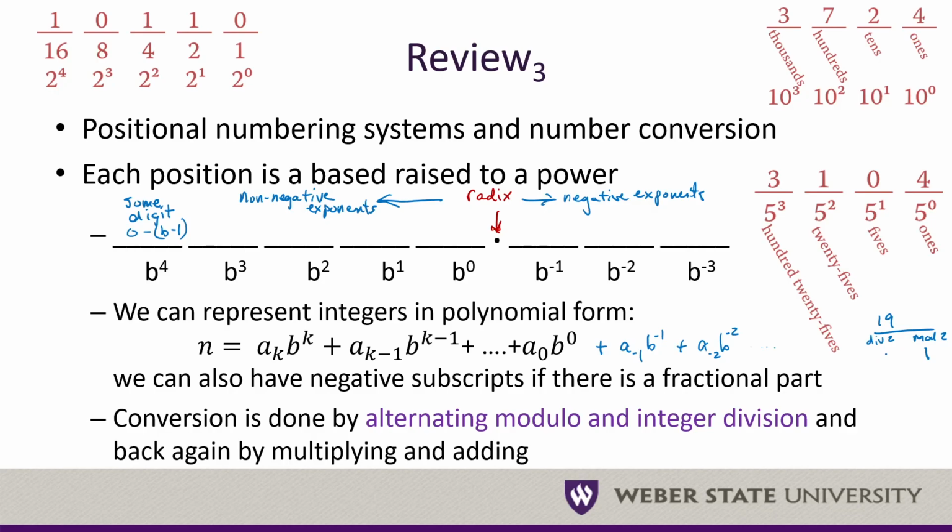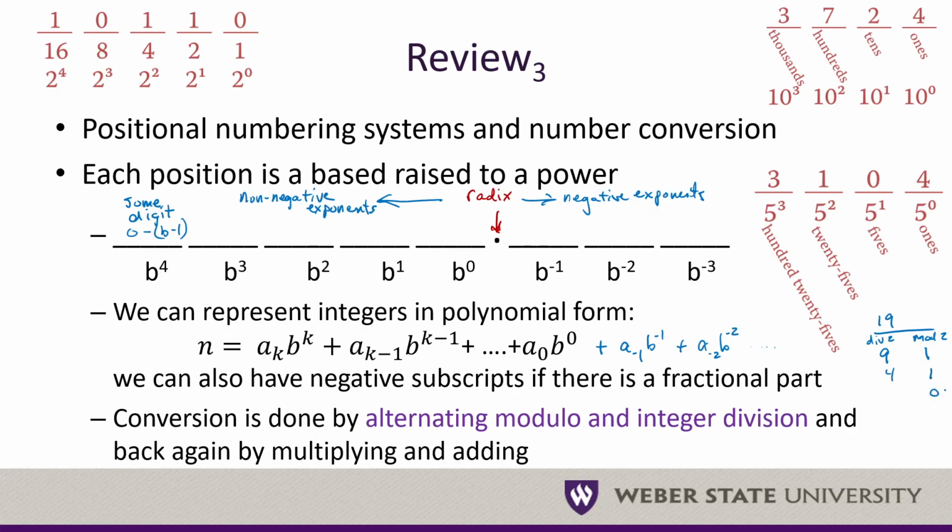Mod 2 is a 1. Div 2 is 9. In other words, 9 times 2 plus 1. It becomes the quotient and the remainder, essentially. So I do the modulo again. I get a 1, or I can subtract the 1. And I get an 8 over here. 8 divided by 2 is 4.